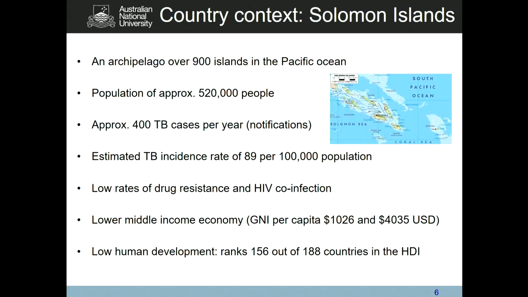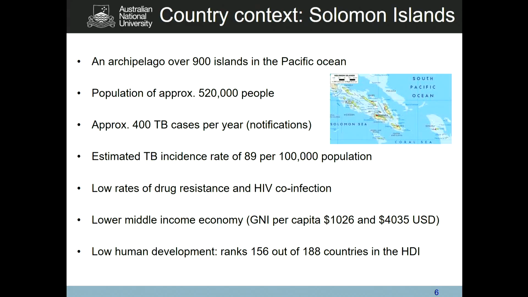In terms of the country context, I'll briefly describe this, and I think it is important when we think about how patients access care. I'm a bit more familiar with the Solomon Islands context. It is an archipelago of about 900 islands in the Pacific Ocean, so you can imagine some of the challenges when delivering healthcare to a country that has 900 islands. They're not all inhabited, but it's still challenging.